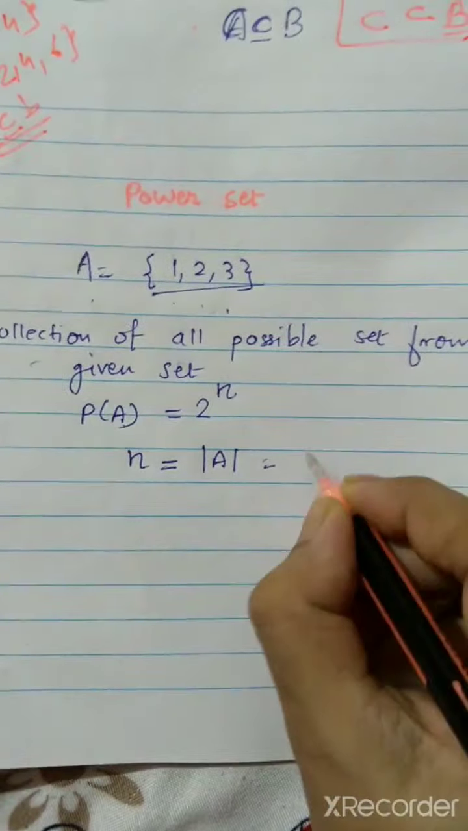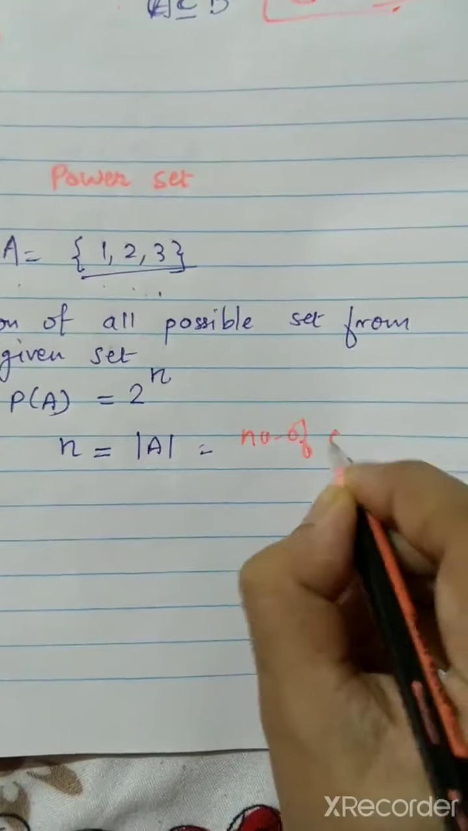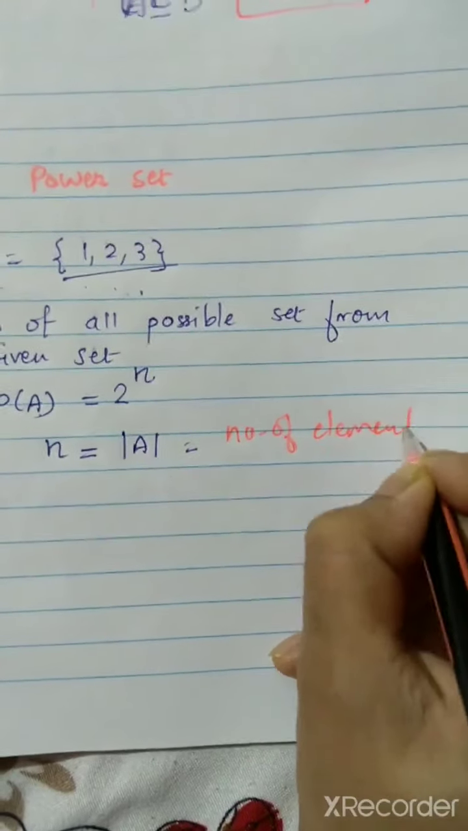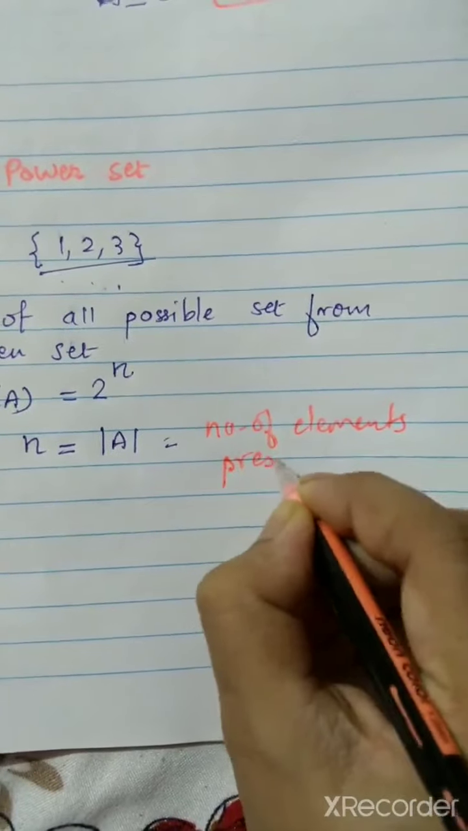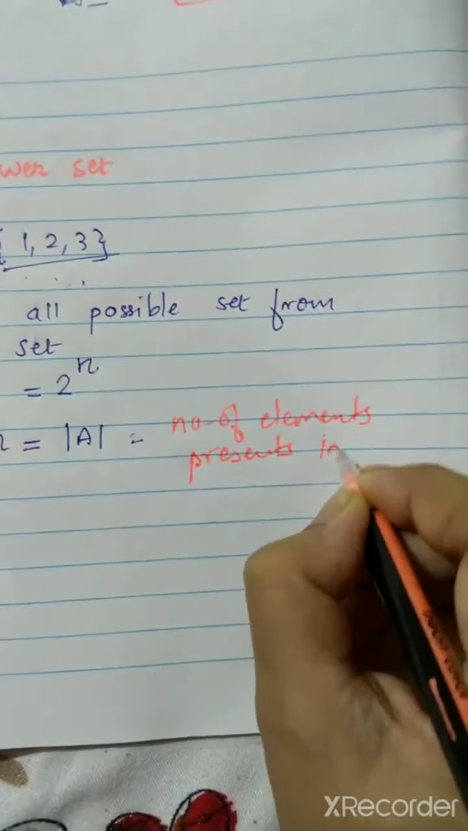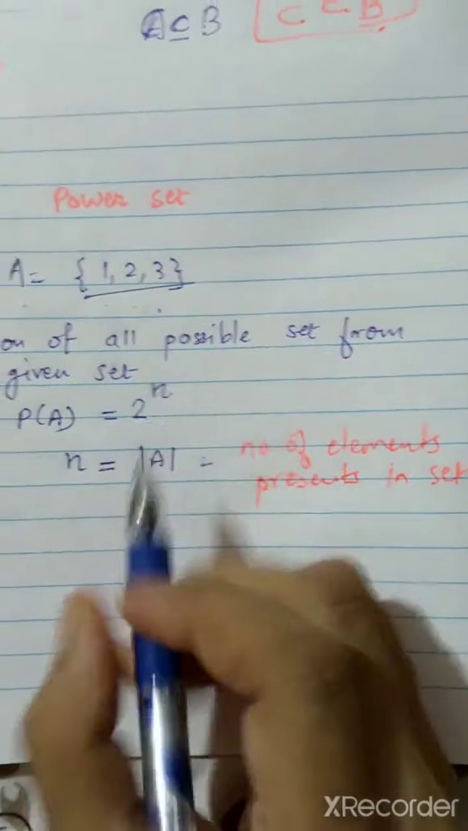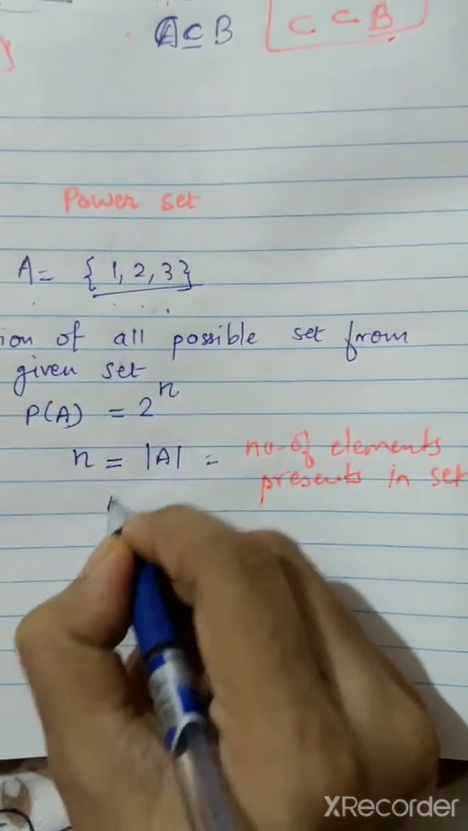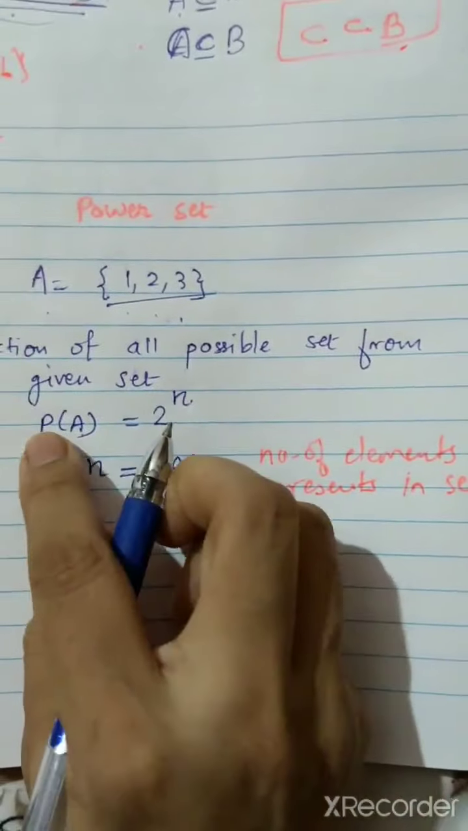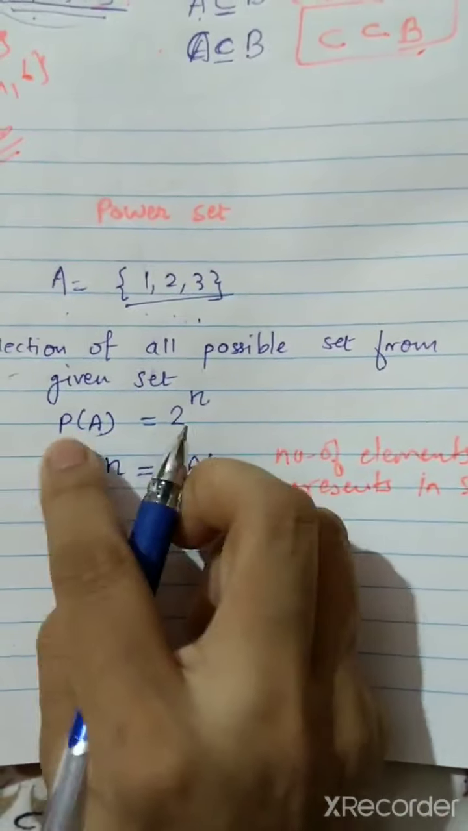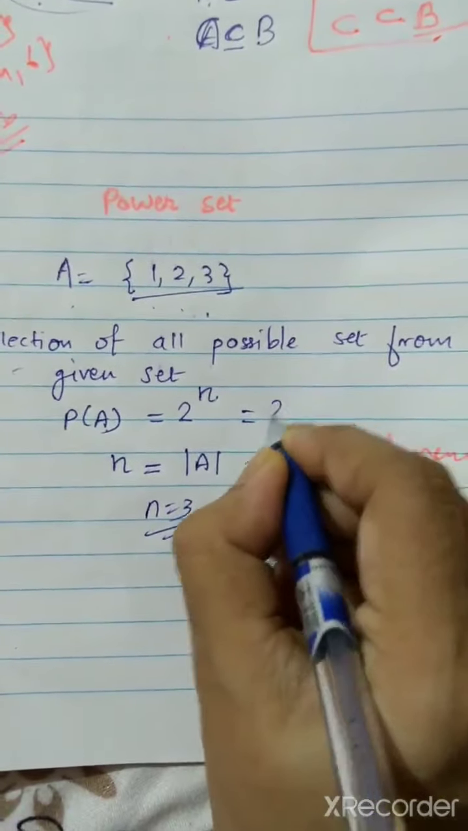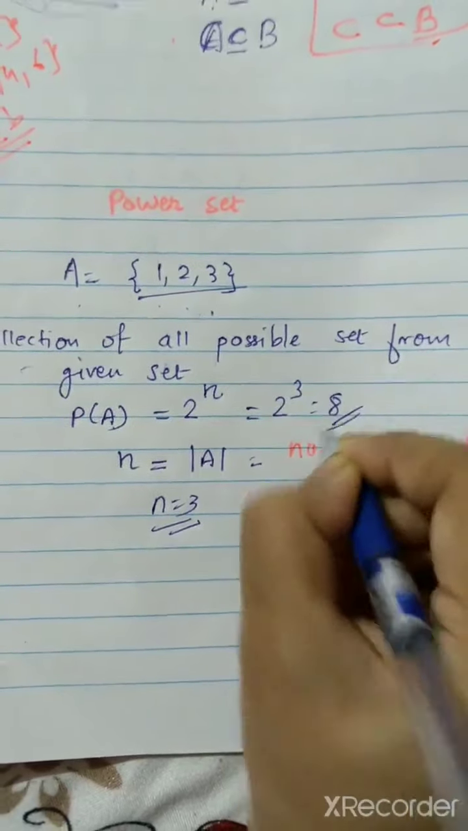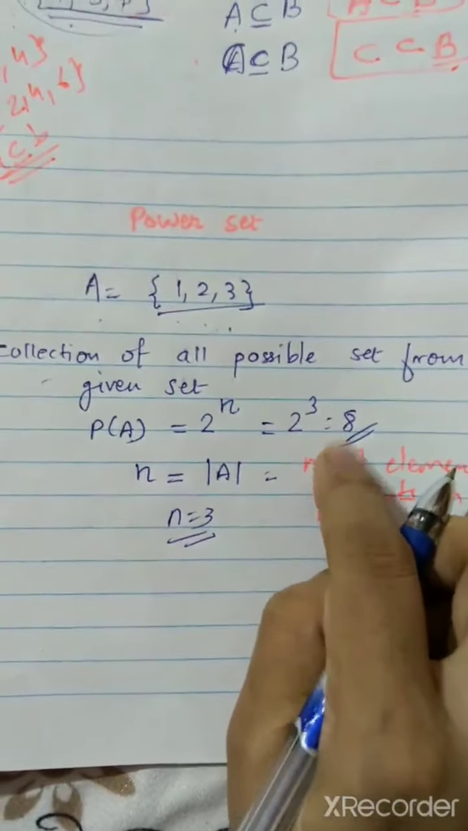the number of elements present in set A. Now set A में कितने number of elements present हैं? Here we have 3. n is equal to 3. So power set of A कितने मिलेंगे? So 2 raised to 3, that is 8. 8 possible sets we will get from this set.